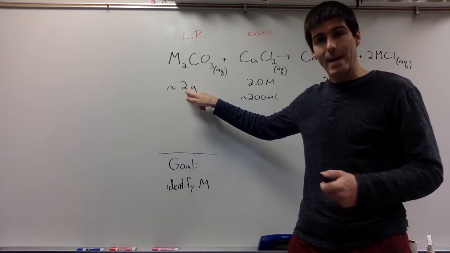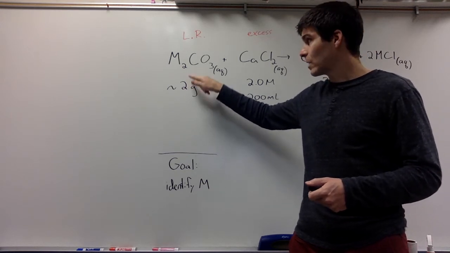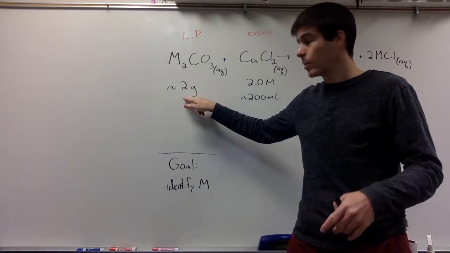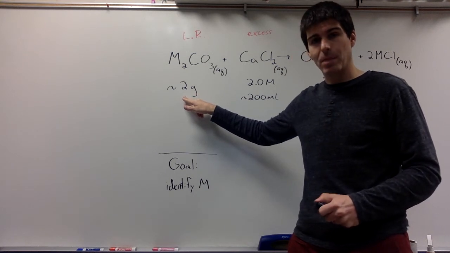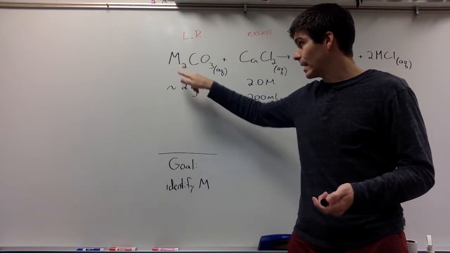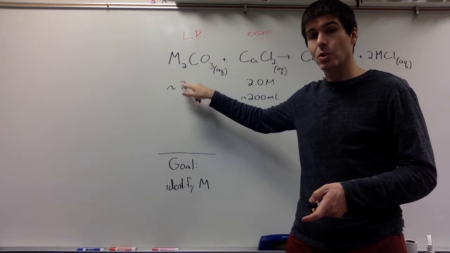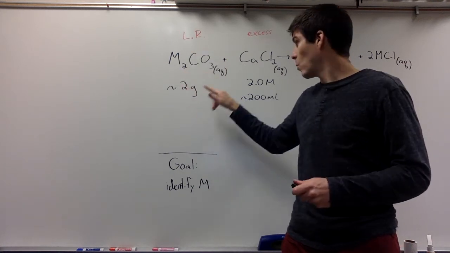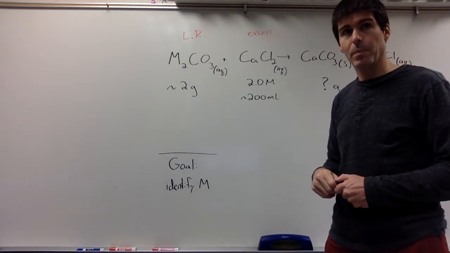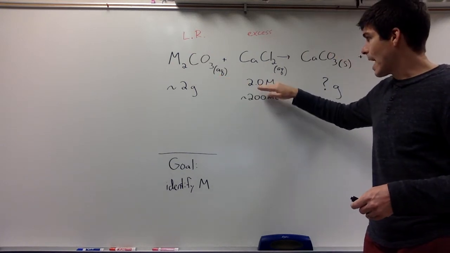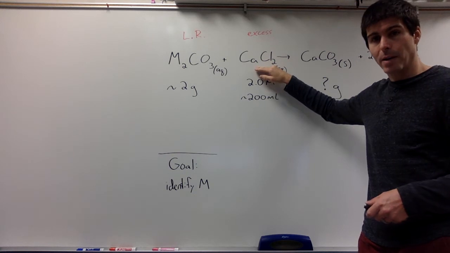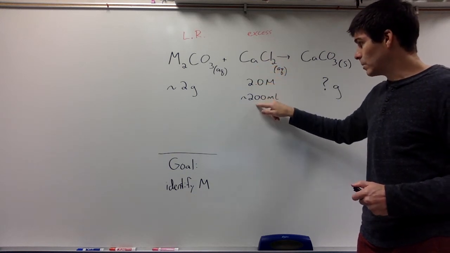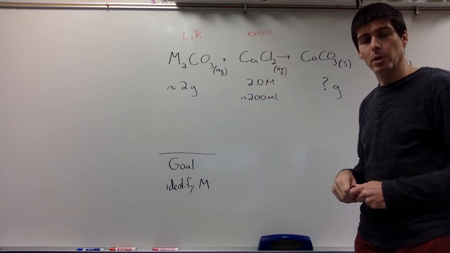Once we weigh it, we know the mass of our metal, and that's what we're really interested in for this reaction. So since we don't know the identity, we can't calculate the moles directly, but the mass is going to be important. So as long as it dissolves in water and you make an aqueous solution, we're good. We're then going to add excess calcium chloride, and that's going to be 200 milliliters of 2 molar calcium chloride.